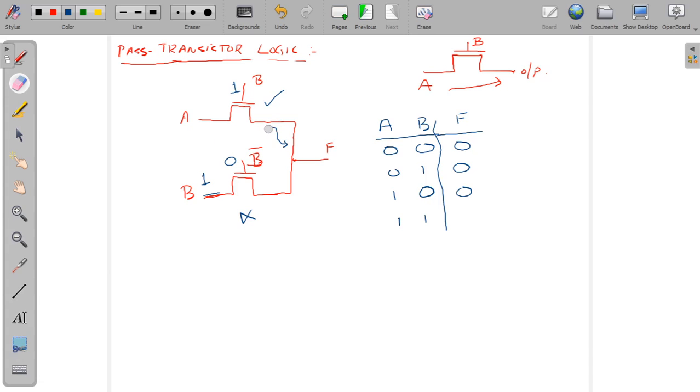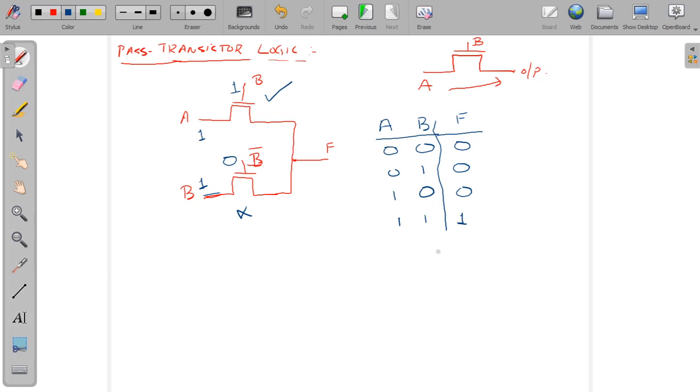Now the last case, when A and B both are 1, let us see then what happens in that case. A is 1 here, B is 1 here, this becomes 1, and this is B bar, this becomes 0. So in this case, this device is off, and this device is on. So it means that A is passing to the output via this MOSFET, and the value of A is 1. So in this case, the value of F becomes a 1 here.